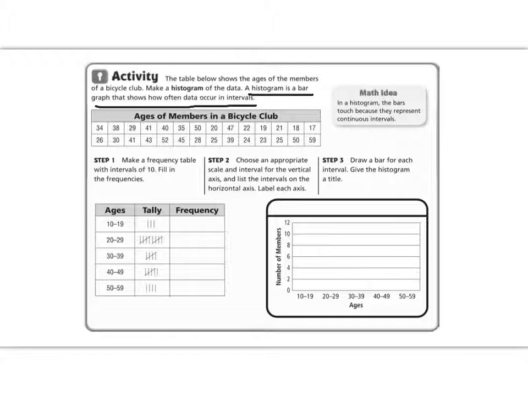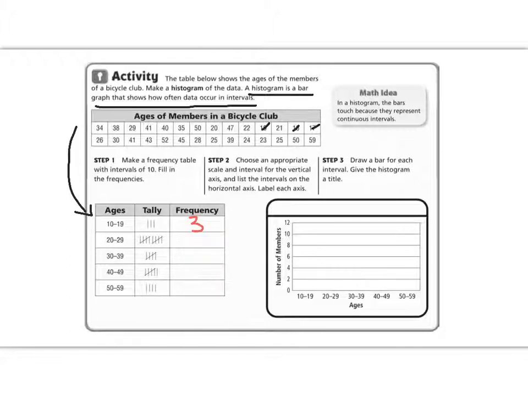So it says here, step 1, we're going to make a frequency table with intervals of 10. So we're going to use this data in this graph here, and we're going to look at it and group it into groups of 10 and tally how often it happens. So the first group is 10 to 19. It says we have 3 of them. Let's see if we can find them. I find 18, 17, and 19. That's 3. So it occurs 3 times.